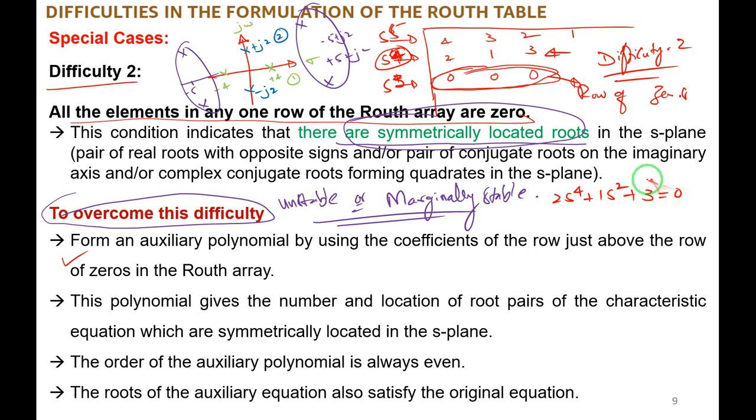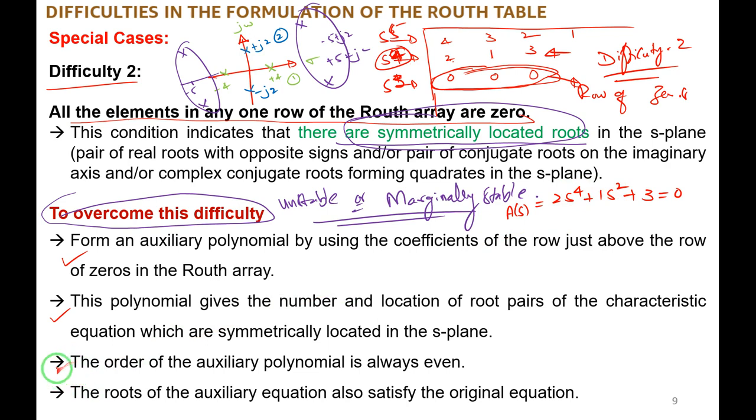So this is the auxiliary polynomial. Let me call it A of s. Form an auxiliary polynomial by using the coefficients of the row just above the row of zeros in the routh array: 2 s power 4 plus 1 s square plus 3, alternate powers s power 4, s square, s to the power of 0. Next, this polynomial gives the number and location of the roots of the characteristic equation which are symmetrically located. Just now I told you that if there is a row of zeros we will be getting symmetrically located roots. If I solve the roots of this auxiliary polynomial, it will give me the pairs of symmetrically located roots. That's the meaning.